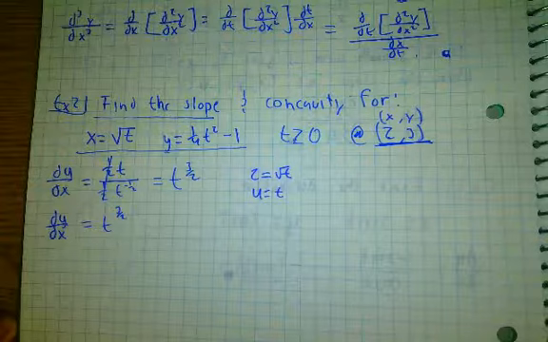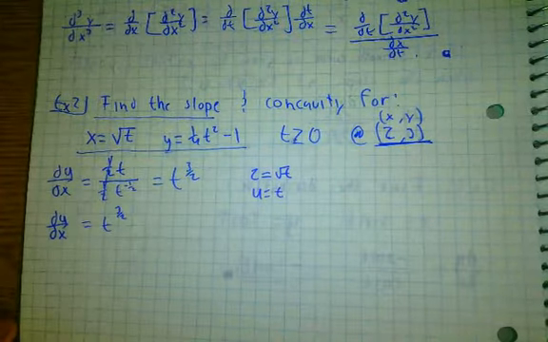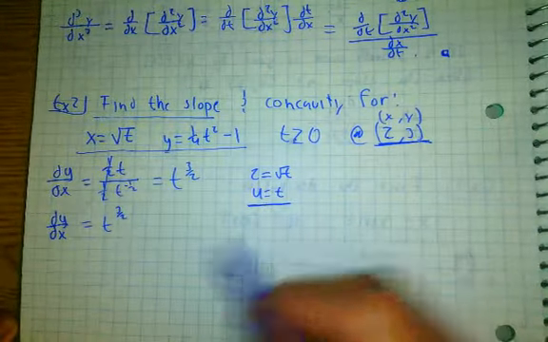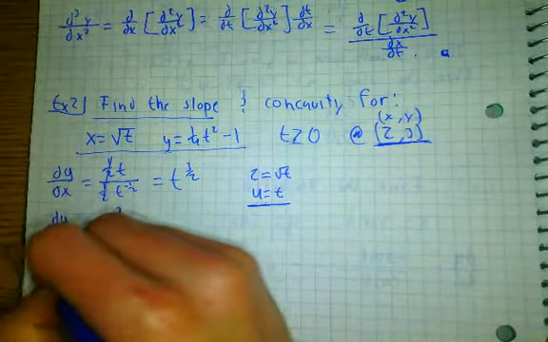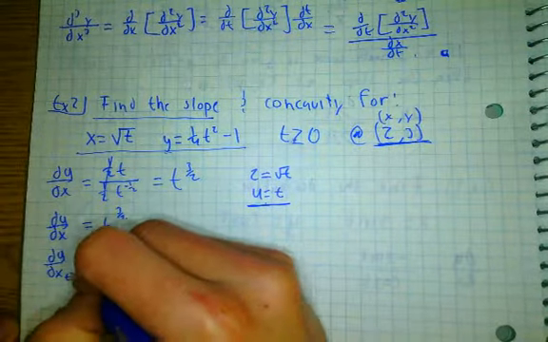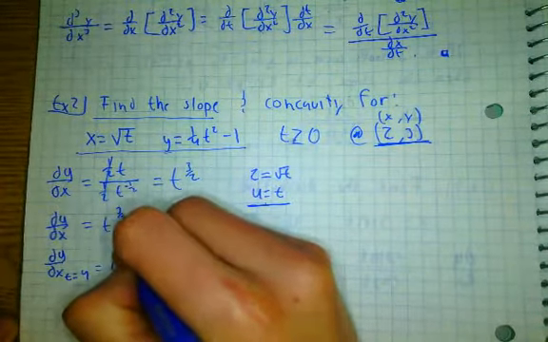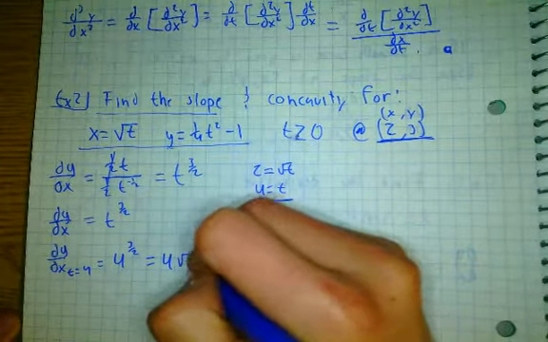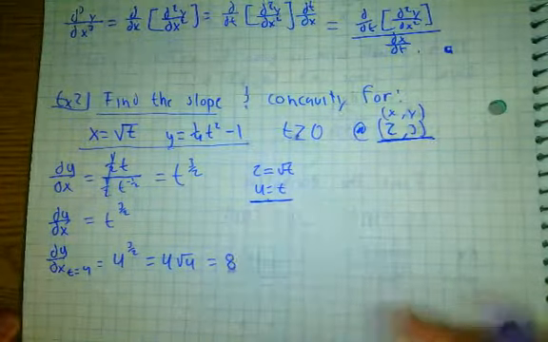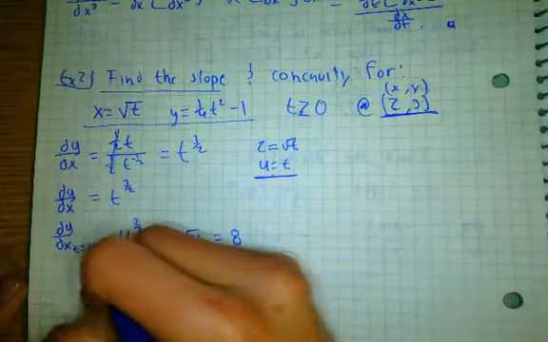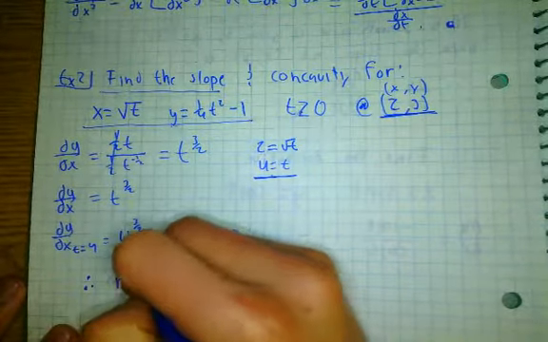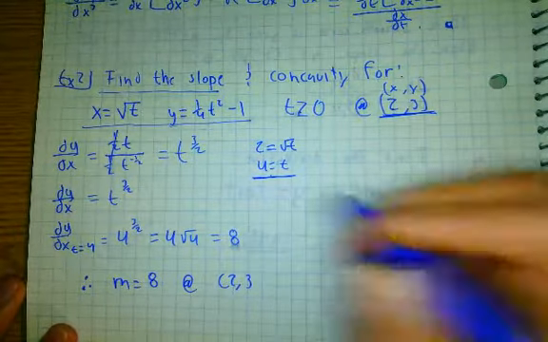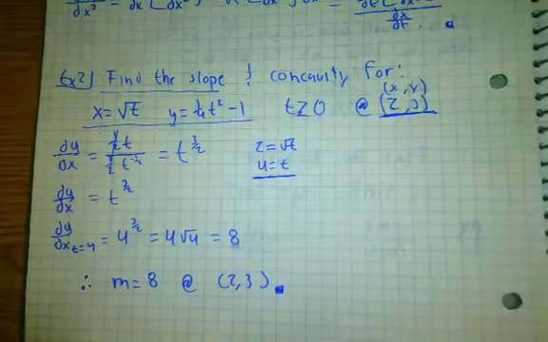So at this point, once I have this t value at x equals 2, now I can go and evaluate it. So I can say dy/dx evaluated at t equals 4 is equal to 4 to the 3/2 power, which is the same thing as saying 4 times the square root of 4, which is 8. Therefore, the slope is equal to 8 at the point (2, 3).